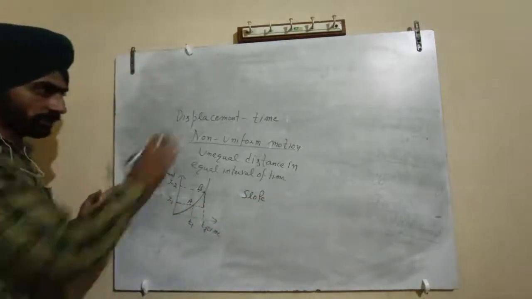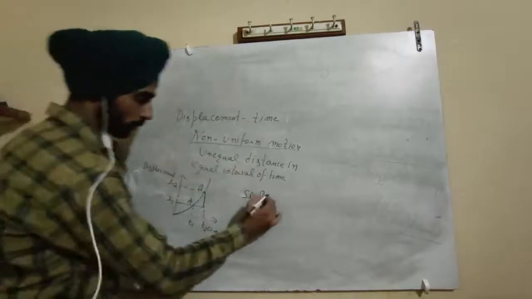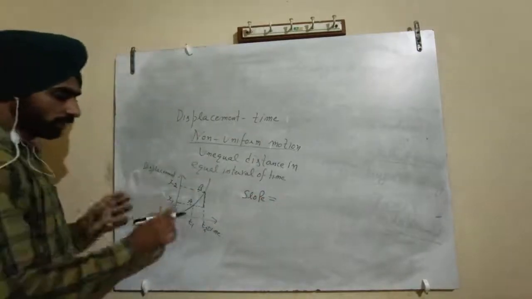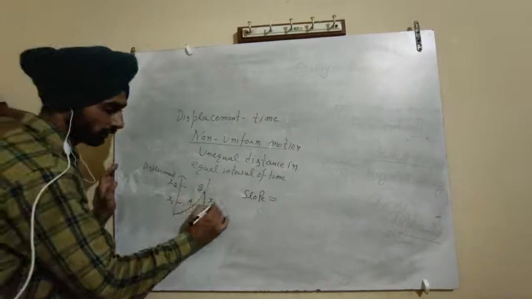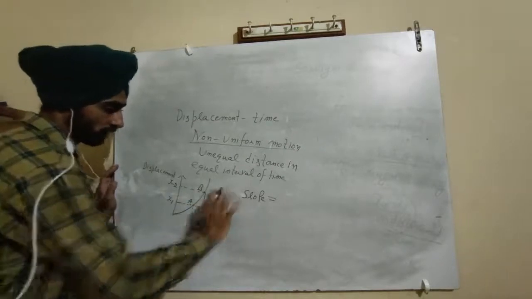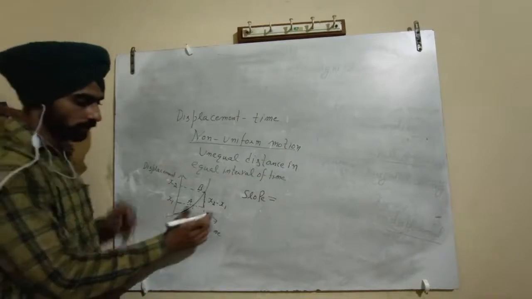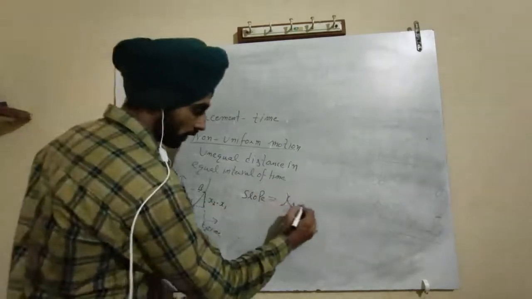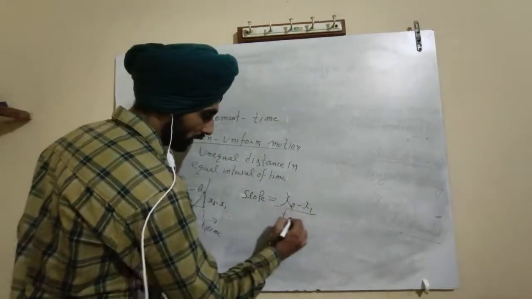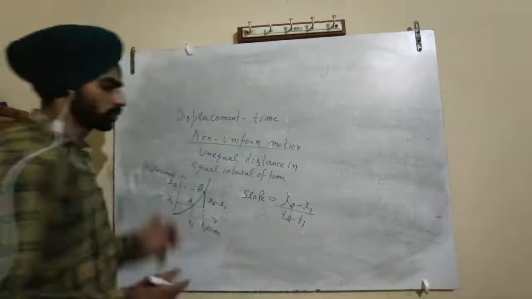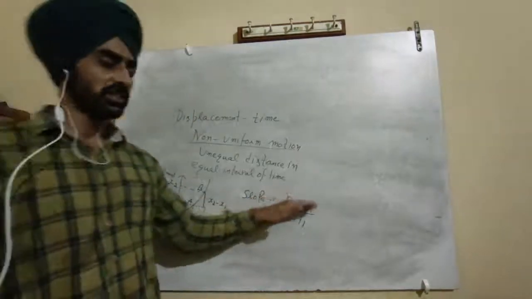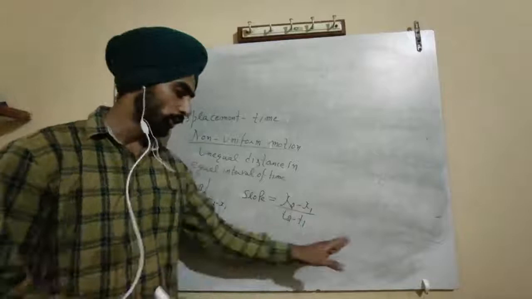Slope of displacement time graph for non-uniform motion. What are you going to get? Change in vertical quantity, x2 minus x1. What is the change in horizontal quantity? t2 minus t1. You can also write slope is equal to change in vertical quantity upon change in horizontal quantity.